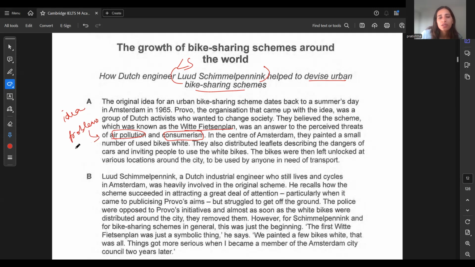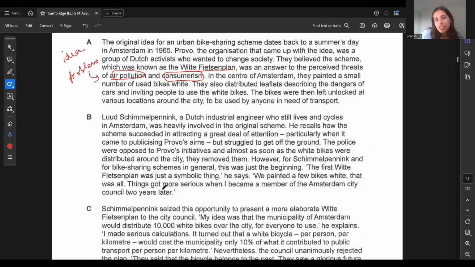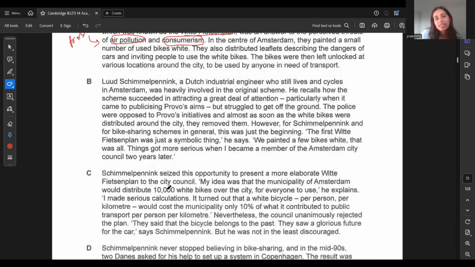which is air pollution and consumerism. So LS, a Dutch industrial engineer who still lives and cycles in Amsterdam, was heavily involved in the original scheme. He recalls how the scheme succeeded in attracting a great deal of attention, particularly when it came to publicizing Provost's ideas, but struggled to get off the ground.